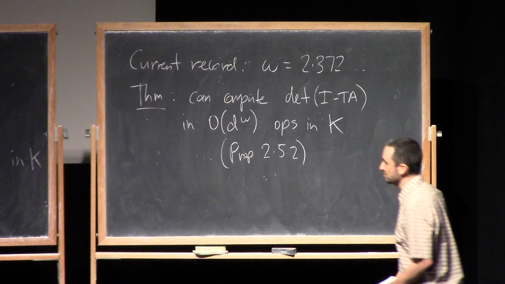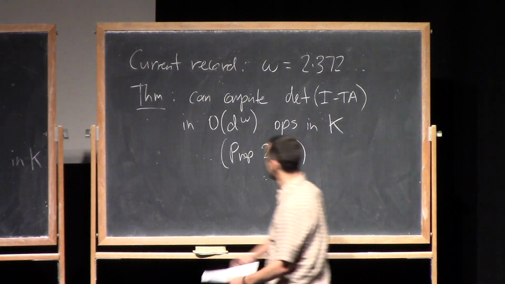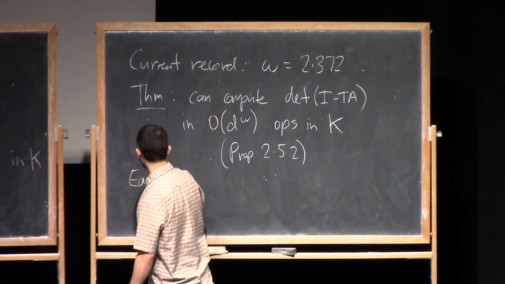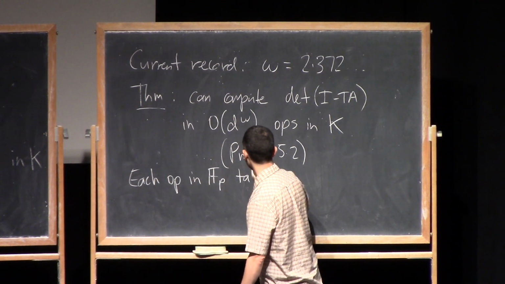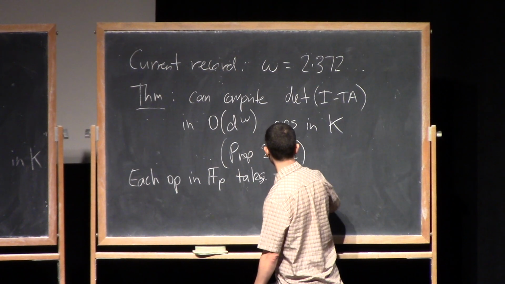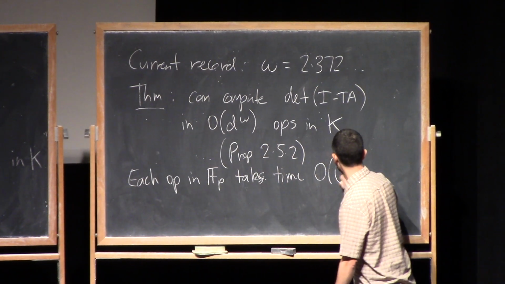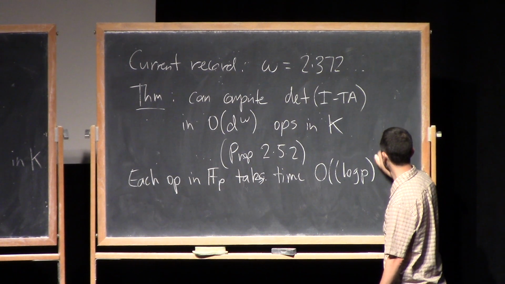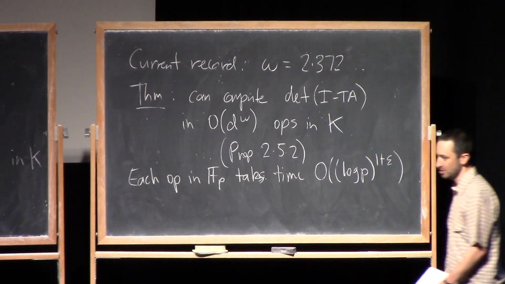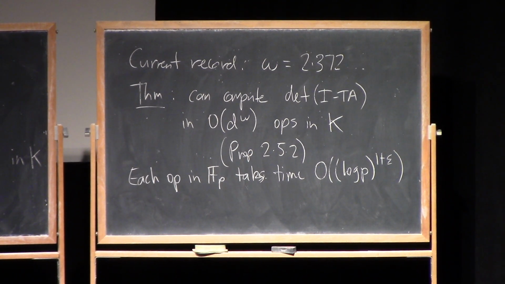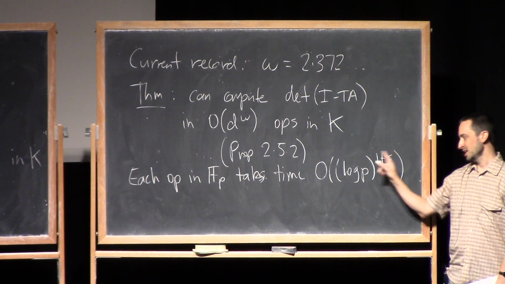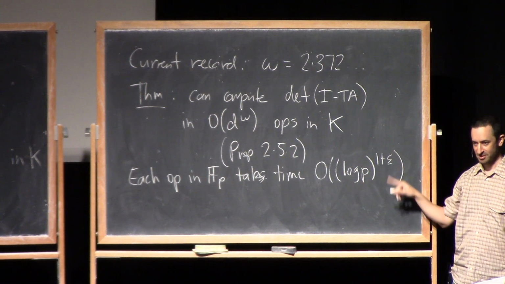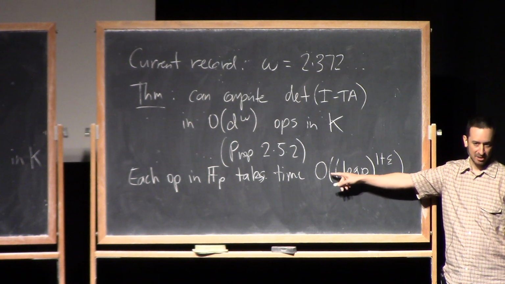So let's figure out the cost of step 2. So each operation in FP takes time O of (log P) to the 1 plus epsilon. I should say what this means. So whenever I write a bound like this with an epsilon, I mean this holds for any epsilon greater than 0. And the big O constant might depend on epsilon. That's fine.